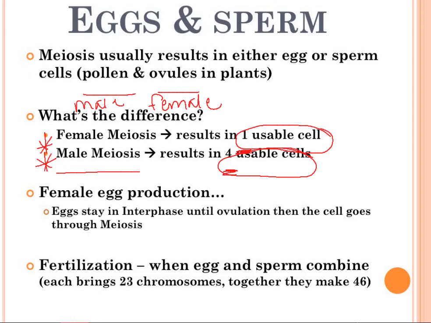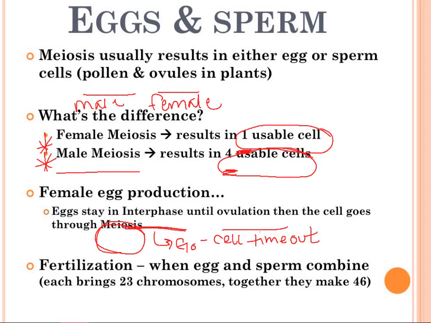So you have all the eggs you're ever going to have, and they hang out in interphase. If you remember, interphase, or more specifically G0, is like cell timeout. So all of your eggs as a female hang out in G0 until you hit puberty and start having a monthly cycle. Then you ovulate 1 egg a month. But when you ovulate that egg, that's when it goes through meiosis. Okay, so all of your eggs are in interphase until they divide out to make your usable cell.